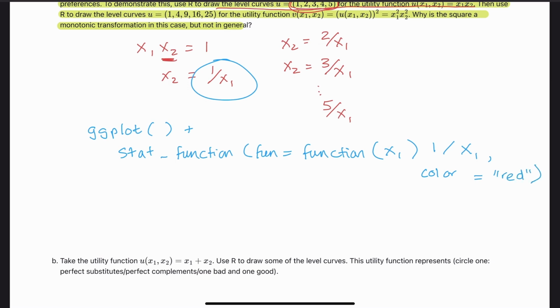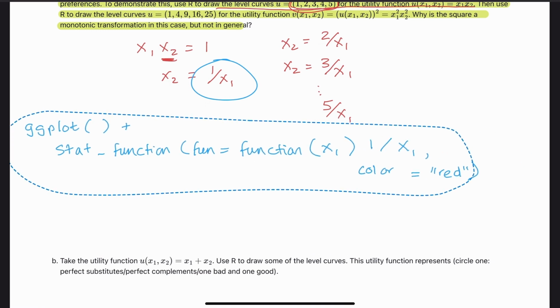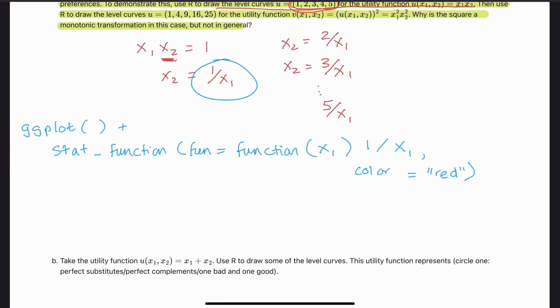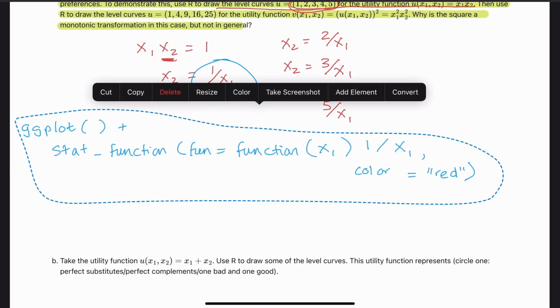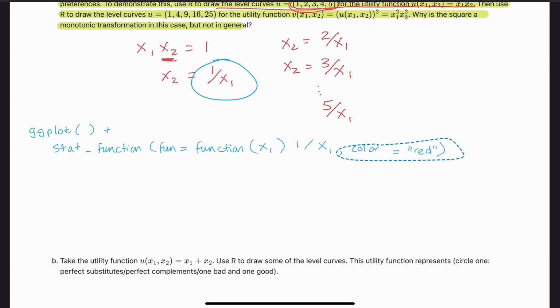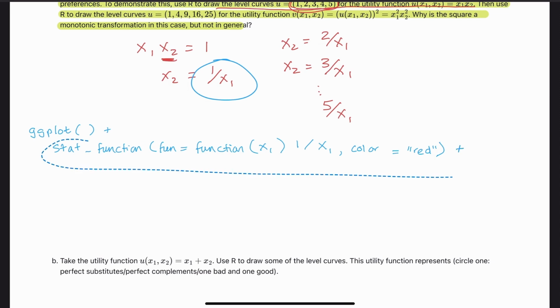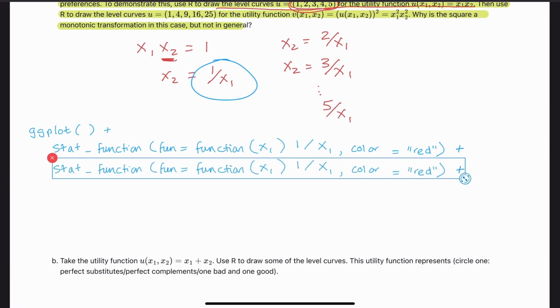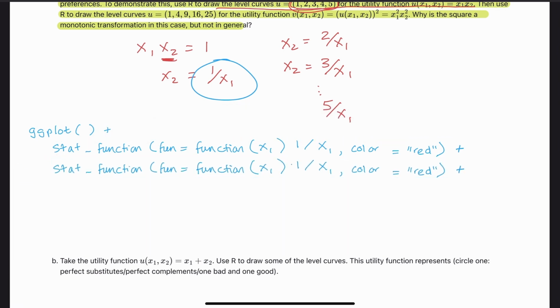I'm running out of space here, so I'll move it over and maybe shrink it down a little bit. At the end, I'll have a plus to add another layer onto my plot. Then I'll do the same thing for the next level curve, which is 2 over x1, and then keep going with 3, 4, 5. And you can run that code to see what happens.